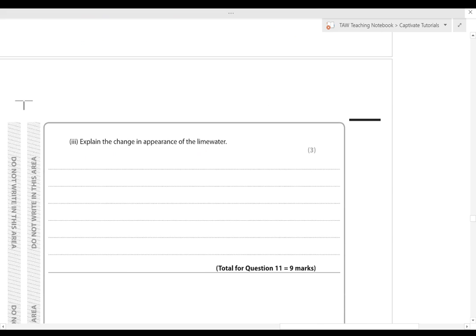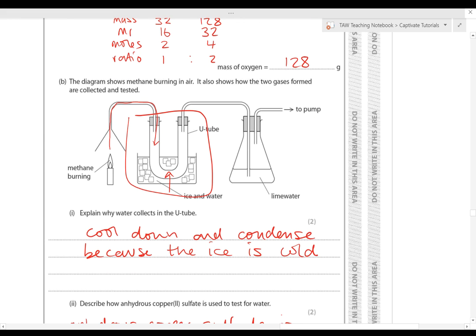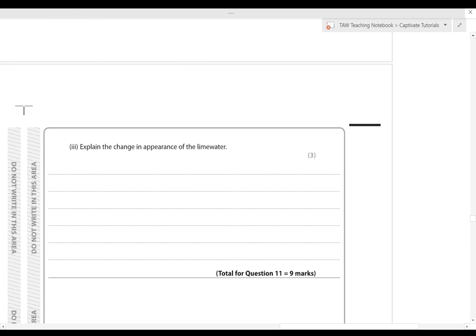So quite a lot of detail required here. Explain the change in the appearance of lime water. So if we go back to our apparatus, we can see that once all the gases have traveled through the U-tube, it's bubbled into the lime water here. Just a reminder, when we burn methane, which is a hydrocarbon, we produce, as we said before, H2O water, but also carbon dioxide. So if we're pumping carbon dioxide into lime water, that will turn the lime water cloudy.